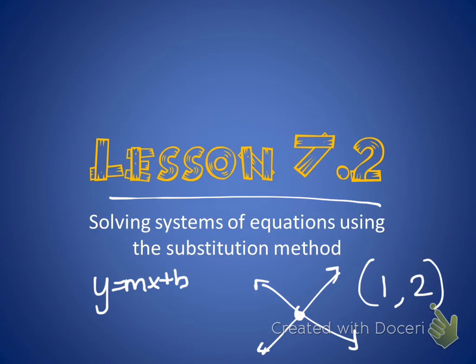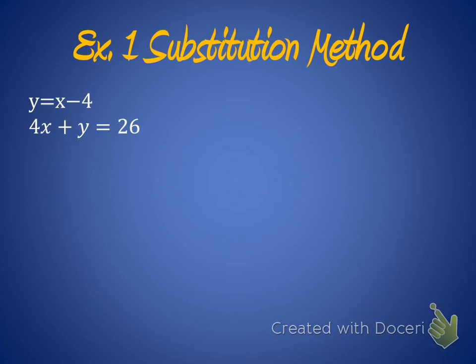What we're going to learn today is another way to solve the exact same type of problems. So there's three different methods that we're going to learn. We're going to learn graphing, which we already did in 7.1. Then we're going to learn substitution, which is what we're doing today. And then lastly, we're going to use elimination. Okay, so 7.2 is the substitution method.